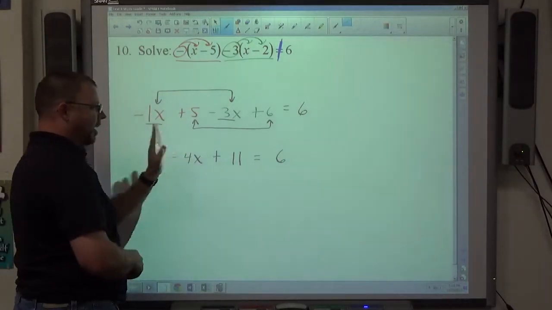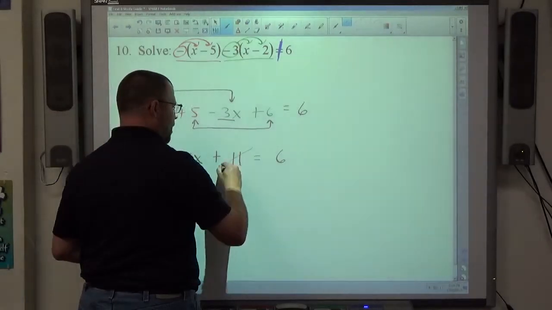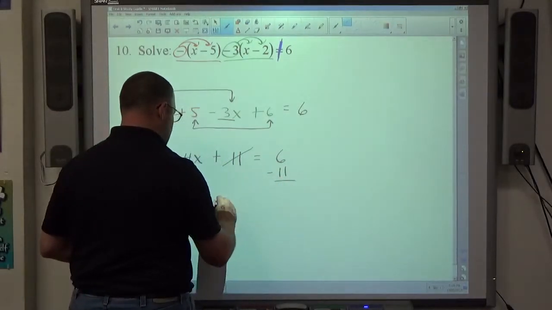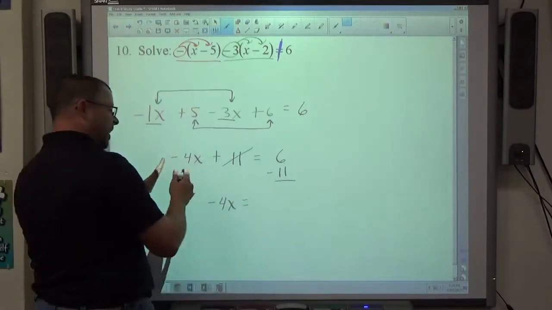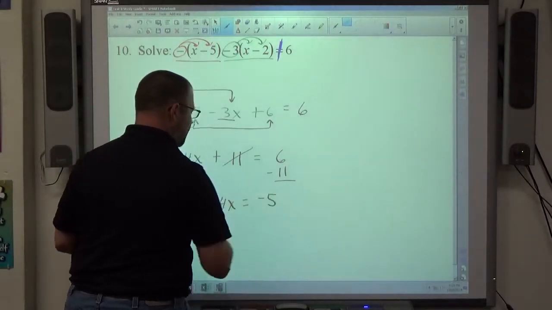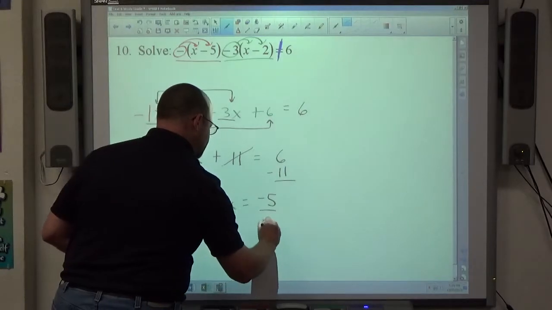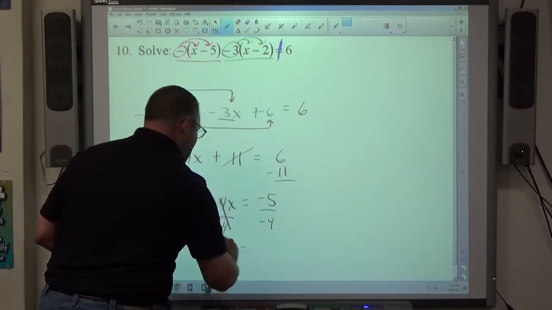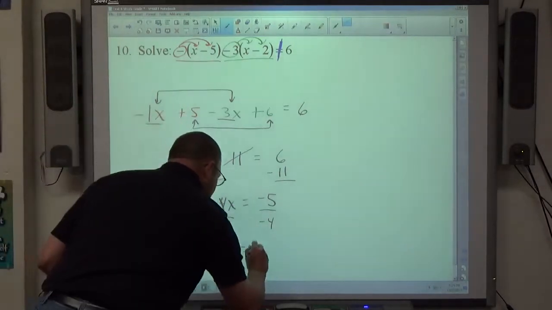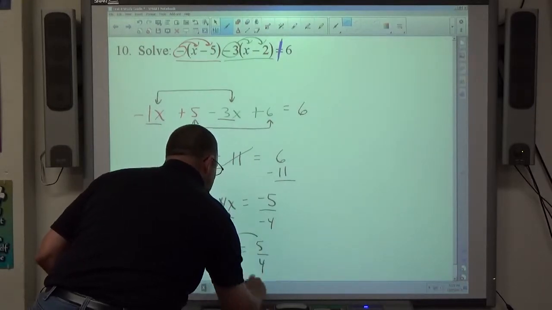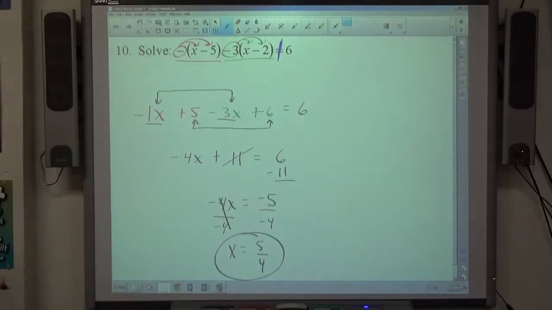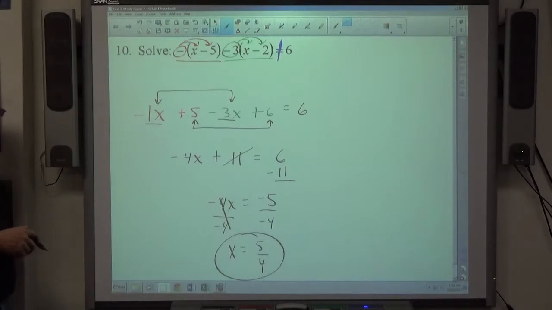At this point, that's the only x term. All the numbers should go to the other side, so minus 11 goes over here. Negative 4x left on the left-hand side equals negative 5 left on the right-hand side. And divide both sides by negative 4. I can't divide 5 by 4 evenly, but I can make it into a positive since they're both negative. 5/4 would be the best answer for this one. That one came out as a fraction, so it probably comes out as a fraction on the test.